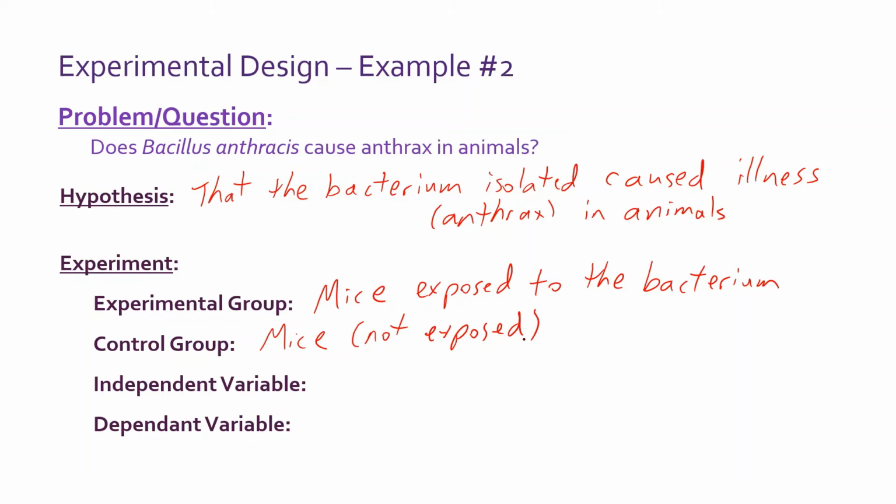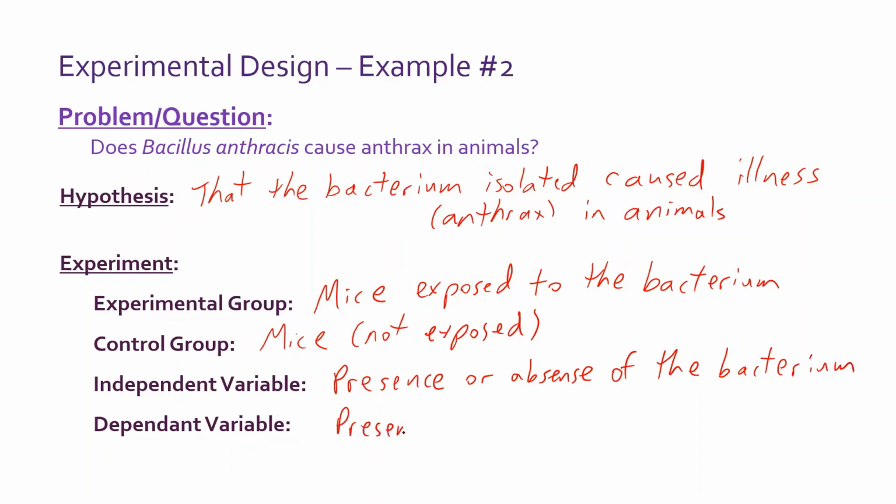So that being said, what are the variables? Two variables. The independent variable is the presence or absence of bacteria. So this is what the experimenter is manipulating: presence or absence of bacteria. And what is he measuring? He's measuring the presence or absence of disease.